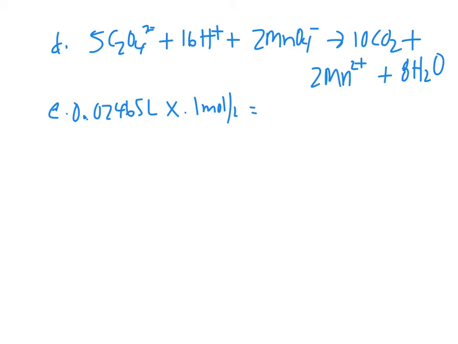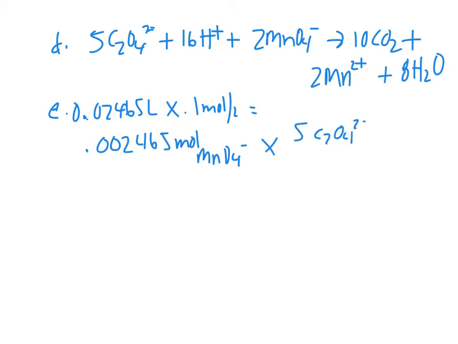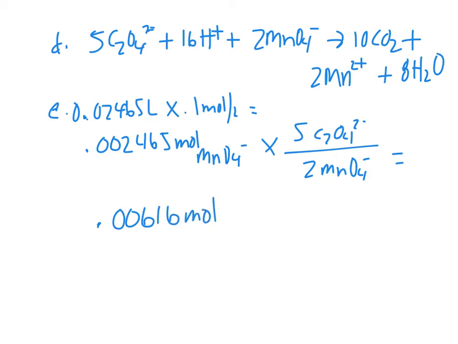So when I multiply here, I know that I started with 0.002465 moles of the MnO4 minus. And when I look at my balanced equation here, I see that I can expect 5 C2O4 ions from every 2 permanganate ions. So using my ratio of 5/2, I can assume I had 0.00616 moles of the oxalate ions, or C2O4.